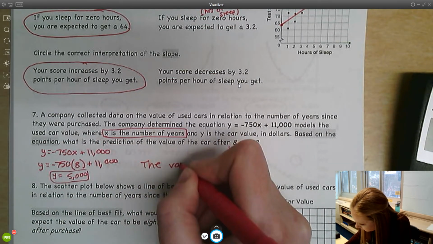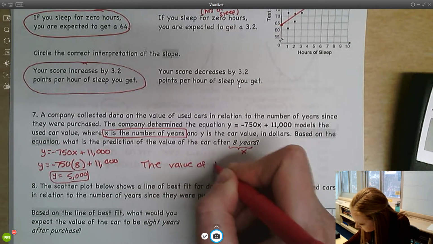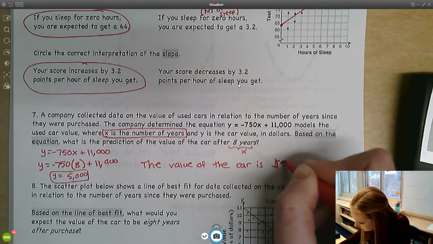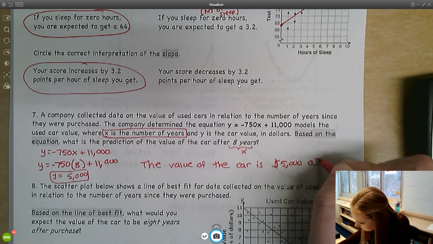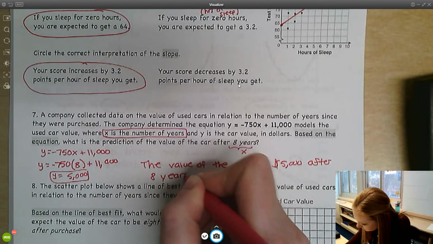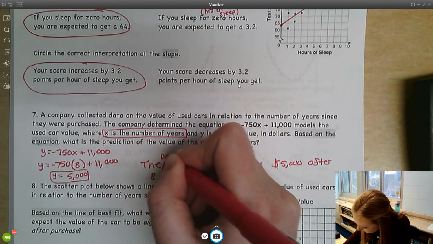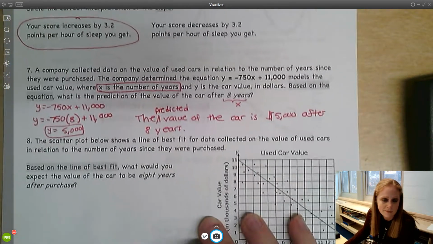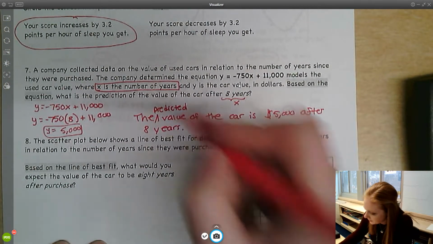The value of the car is $5,000 after 8 years. The predicted value of the car. All right.